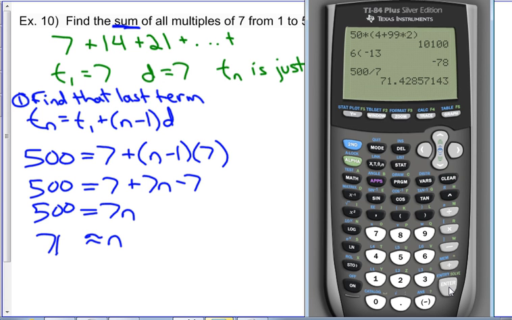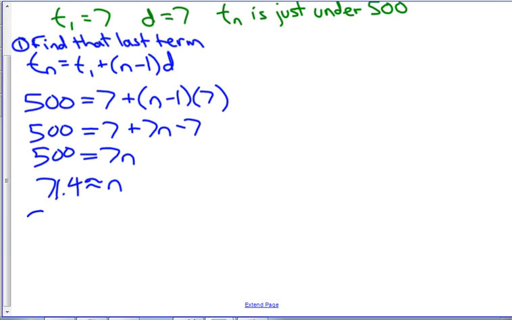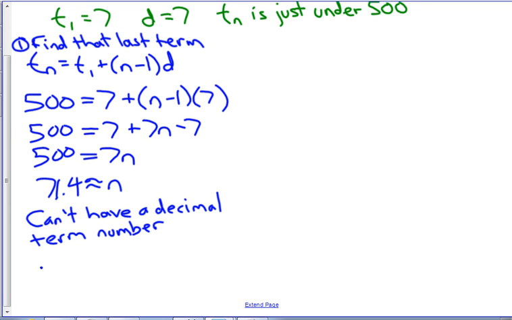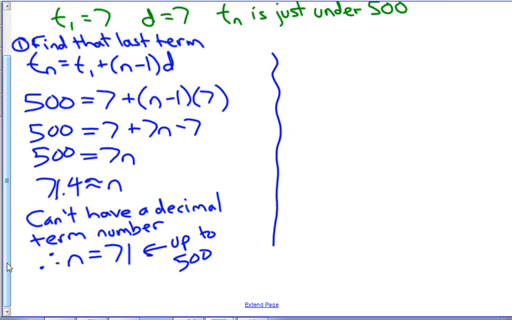Hold on, you can't have a 71.4th term. There's no such thing. You can't have a decimal term number. Therefore, we're looking at the first 71 terms. n equals 71, up to 500. Now that we know that, because going to 72 would exceed 500, we can use one of our Sn formulas.